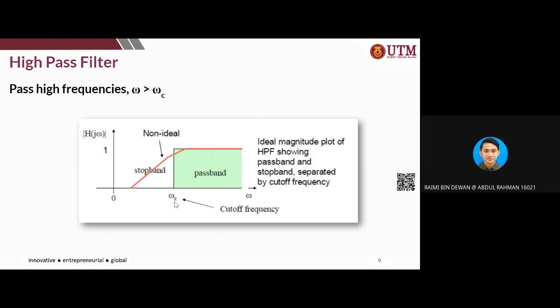So below the omega c cutoff frequency, the signal is being attenuated. Okay, attenuated. And the frequency above the omega c, above our cutoff frequency, will be allowed to pass through with little attenuation.